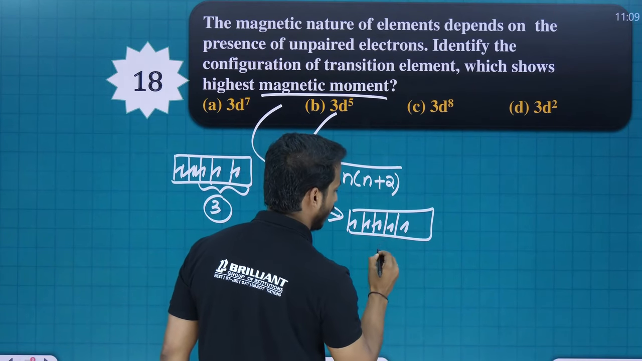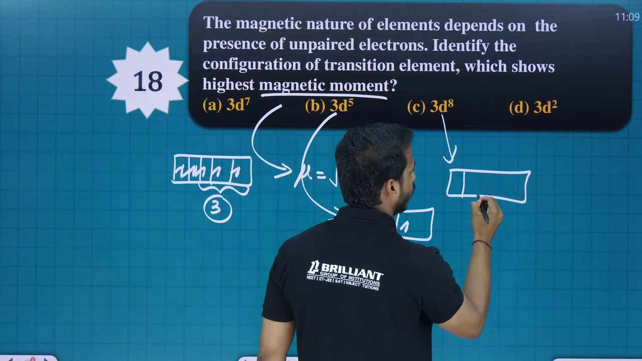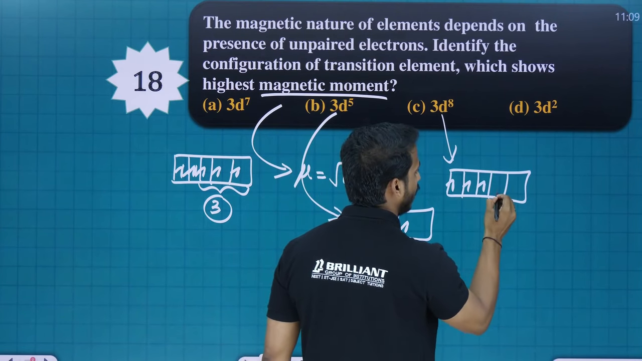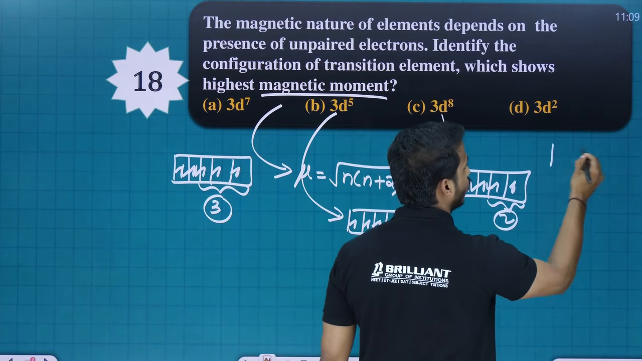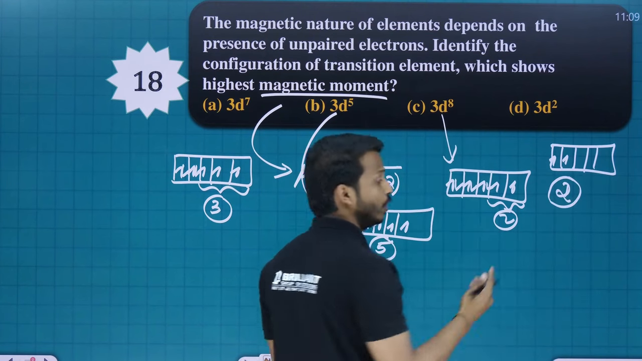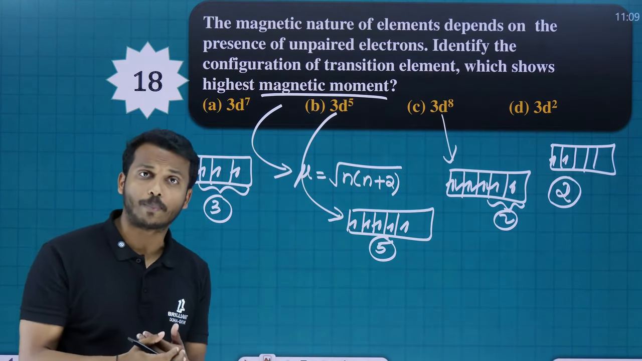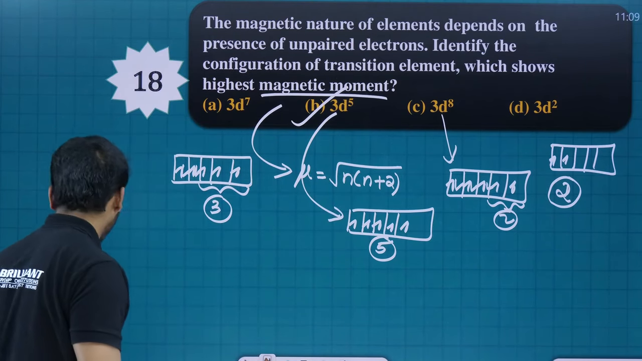1, 2, 3, 4, 5. Yeah, 5 unpaired electrons. What do you mean by 3d8? 3d8 means how many unpaired electrons here? 1, 2, 3, 4, 5, 6, 7, 8. Only 2 unpaired electrons. d2 means only 2 unpaired electrons will be there, right? So 2. So which one has the greatest number of unpaired electrons? That has the greatest magnetic moment, that is 3d5.